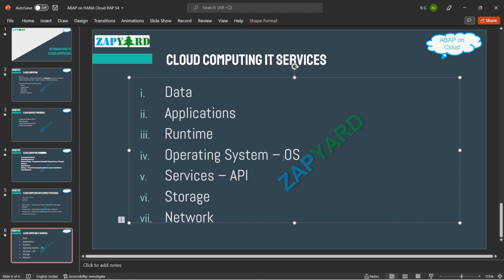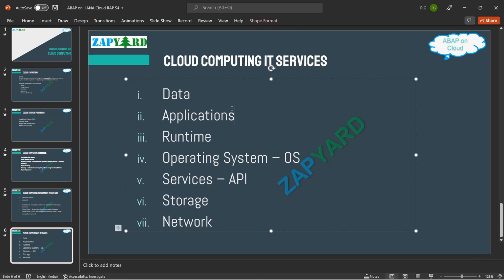Put together, these are the very important cloud computing resources, which give us the complete set of IT services that are provided by a cloud service provider. Now, based on these seven, we can categorize the different IT services. Let us start with data only, and categorize the different kinds of IT services in cloud computing.